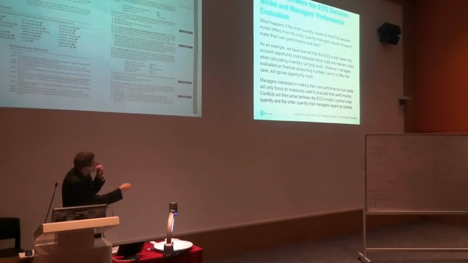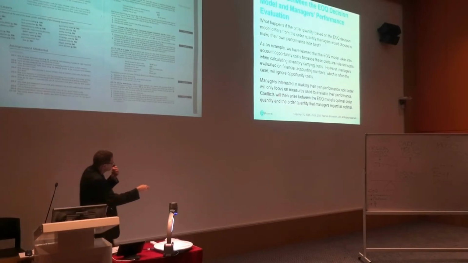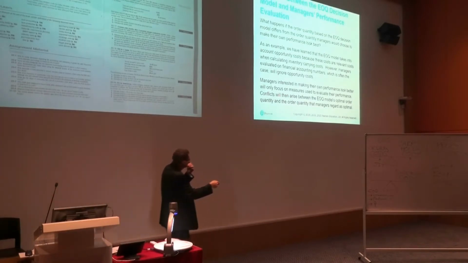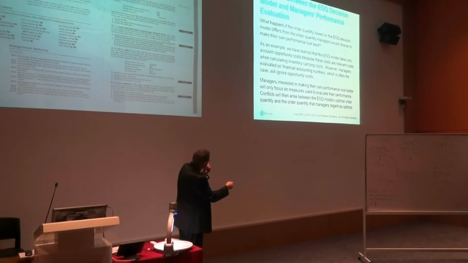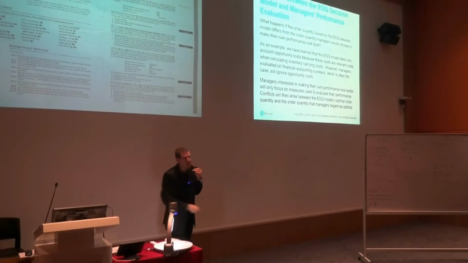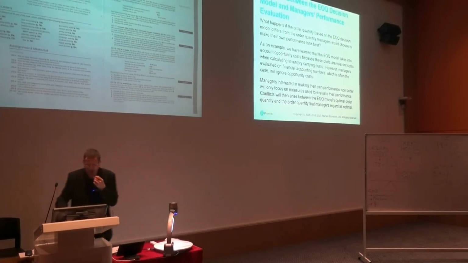Managers who are interested in making their own performance look better will only focus on measures used to evaluate their performance. Conflicts will then arise between the EOQ model's optimal order quantity and the order quantity that managers regard as optimal. Okay, so keep that in mind.